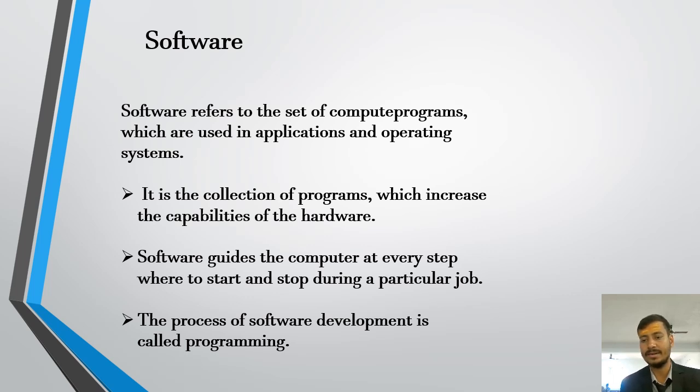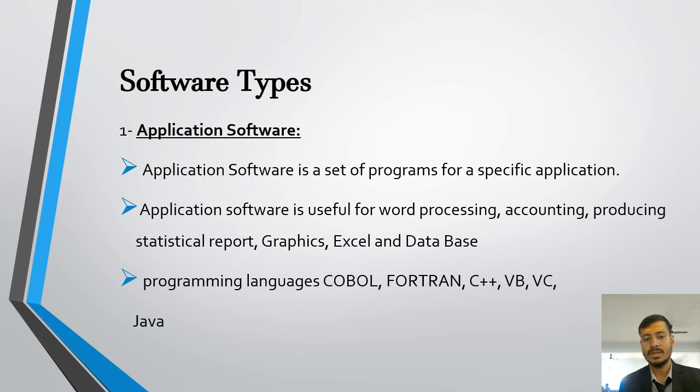And my next slide, types of software. Application software. Application software is a set of programs for a specific application. Application software is useful for word processing, accounting, producing statistical reports, graphics, Excel, and database. Programming languages: COBOL, Fortran, C++, VB, VC, Java, etc.